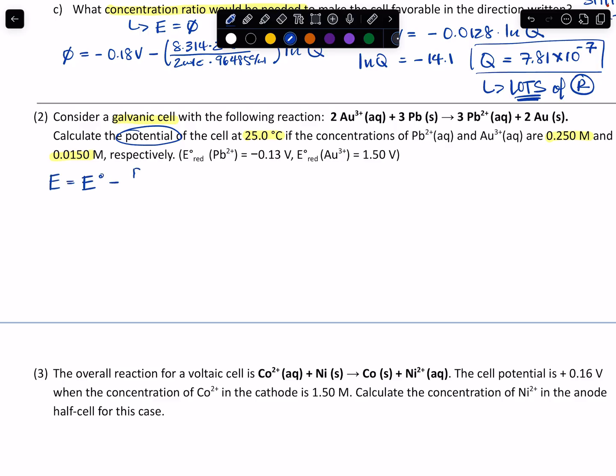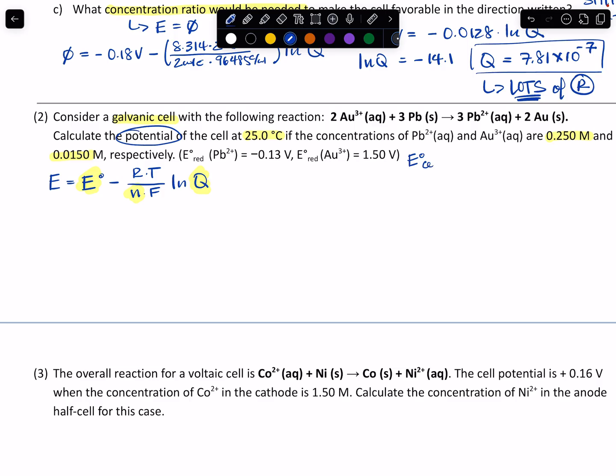So let's think about our formula. We're going to need a couple pieces of information. We're going to need to find the standard cell potential. We're going to need to figure out what N is, the number of electrons being transferred, and we're going to need to calculate Q. So all of that needs to get done. I'm going to do that off to the side. Let's start first with our cell potential.